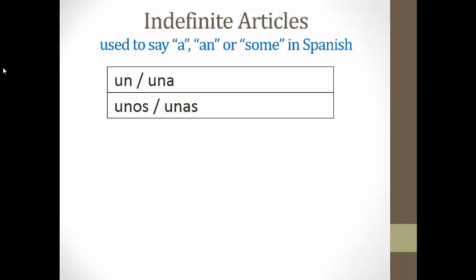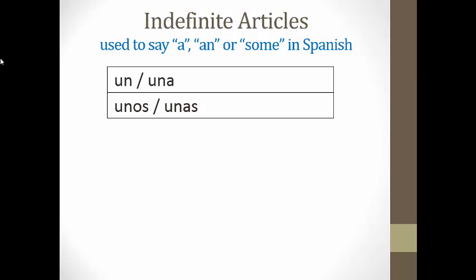On your note guide, please take a minute to fill in this chart. You'll notice that un and una mean a or an. The difference between them is gender. So if you want to say a book, un libro. If you wanted to say a class, una clase. Unos and unas mean some. Again, the difference between them is gender. Okay, so if you were saying some books, unos libros, some classes, unas clases.